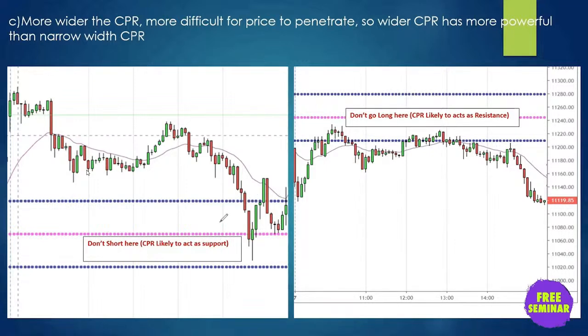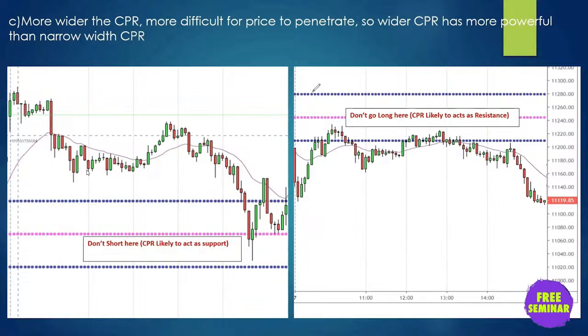As I said, CPR is a place where you can exit. That is a place where you can think about booking your profit. Suppose you shorted wherever at the top, and when price comes near the CPR, you should be ready to book your profit in this region. This is the region where you need to book the profit. Don't expect the market to go down because there is a white CPR.